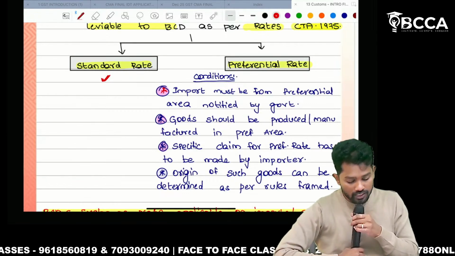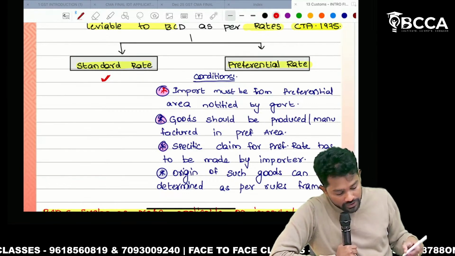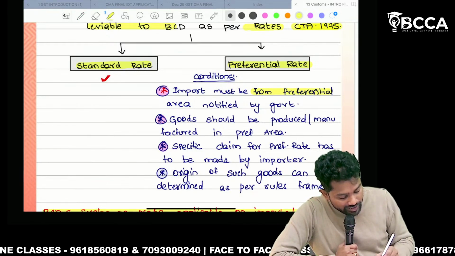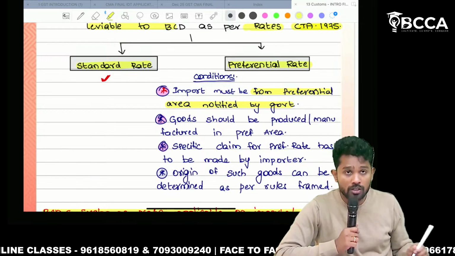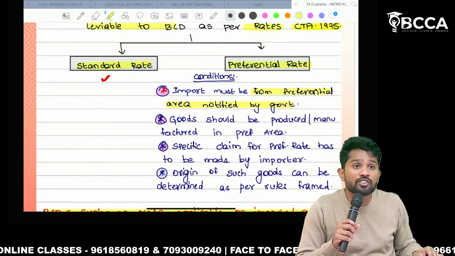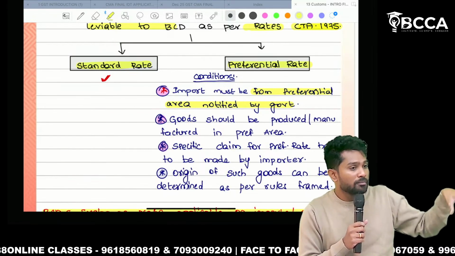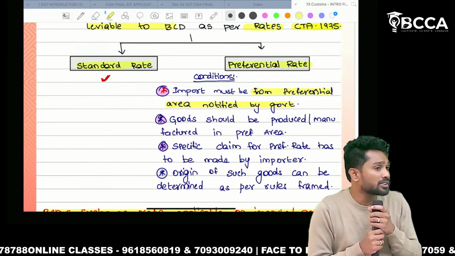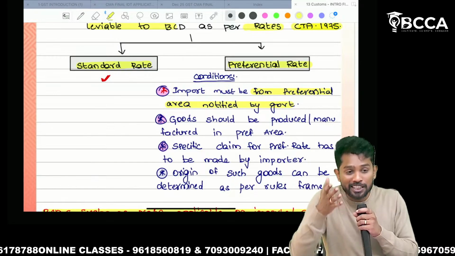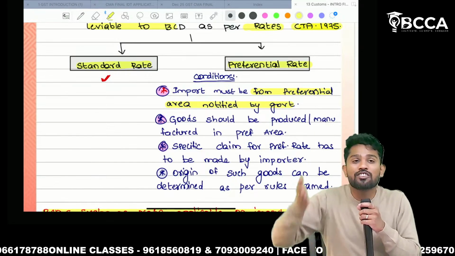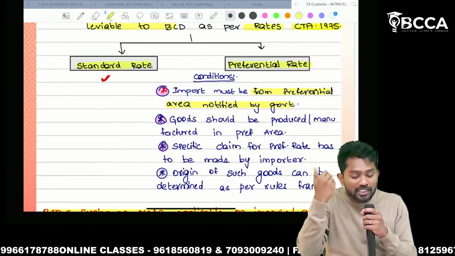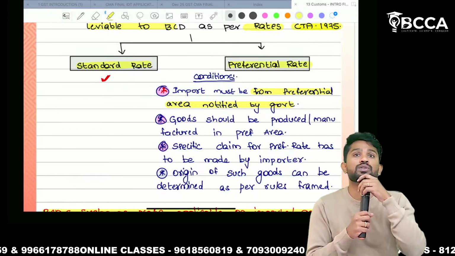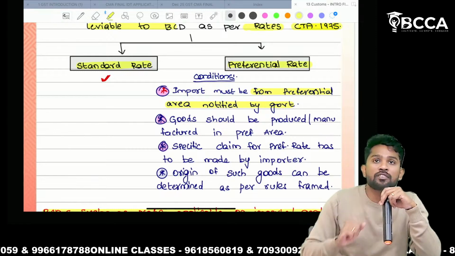What are those four conditions? Import must be from a preferential area notified by government. Import shall be made from where? Preferential area, not the country where your girlfriend or boyfriend lives. That is preferential for you. It's not for the whole country, right? So preferential area means the country which is notified by government as preferential area.